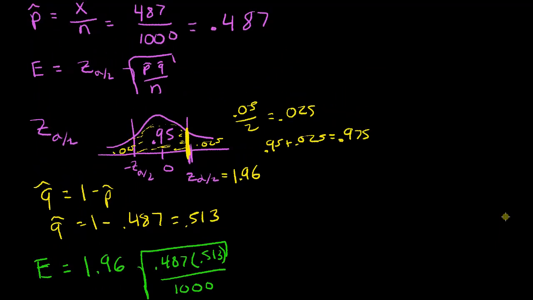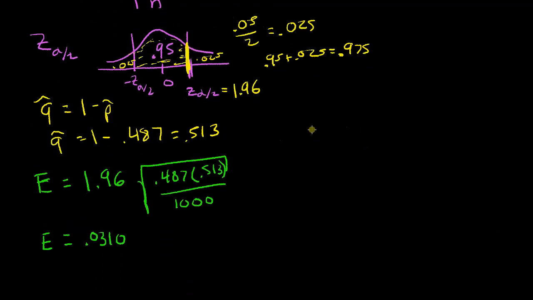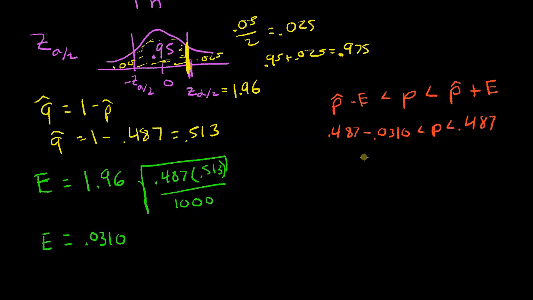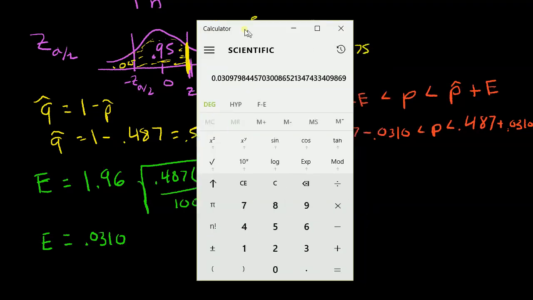Once we have the margin of error, we're ready to calculate our confidence interval. Remember, the confidence interval is P hat minus E, and then the population proportion is on the inside, P hat plus E. So P hat is 0.487 minus the margin of error 0.0310, and then 0.487 plus 0.0310. Let's get our calculator and calculate both of these.